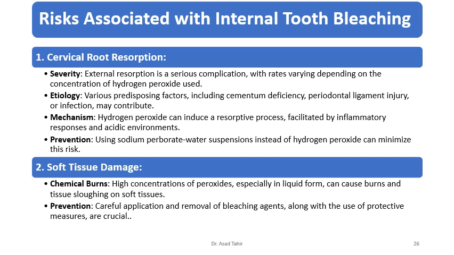2. Soft tissue damage. Chemical burns. High concentrations of peroxides, especially in liquid form, can cause burns and tissue sloughing on soft tissues. Prevention.